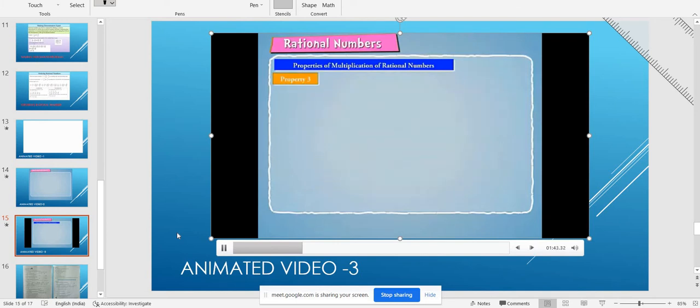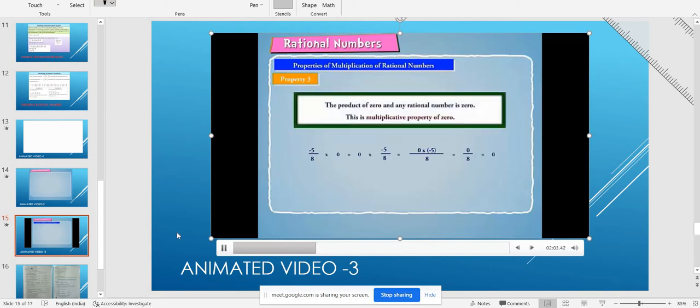Property 3. Let us consider the following example. Minus 5 by 8 into 0 is equal to 0 into minus 5 by 8, which is equal to 0 by 8, which is equal to 0. Hence, the product of 0 and any rational number is 0. This is the multiplicative property of 0. Thus, if a is any rational number, then a into 0 is equal to 0 into a is equal to 0.